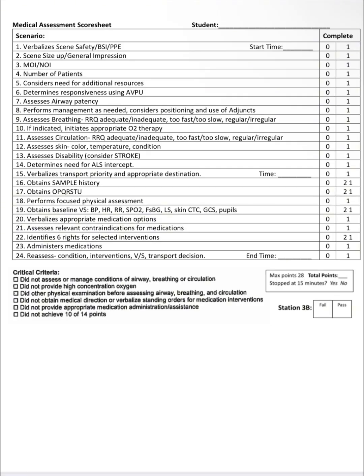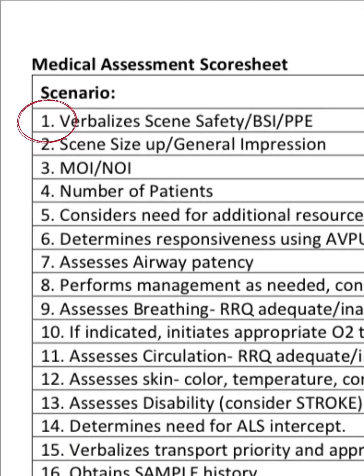You will first ask, is my scene safe? And the examiner will say yes. Then you will say, me and my partner are wearing the appropriate PPE. Next, you will ask, once I arrive on scene, what is my general impression? And the examiner will tell you some more information about your scene, such as when you arrive on scene, you find your patient sitting on their couch in their living room or something like that.